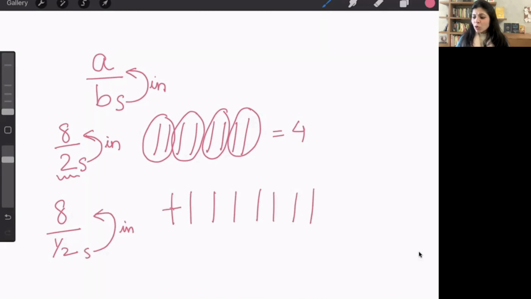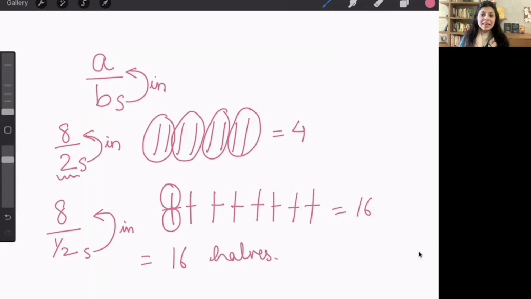So there are 2 groups of half in 1. And similarly, I'll have 16 groups, each consisting of a half. So 8 by half, that means how many halves in 8? And that is 16 halves.